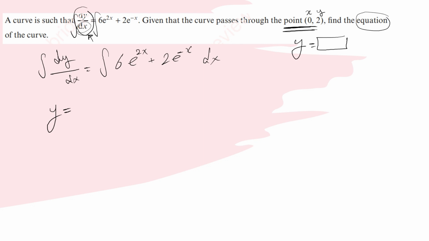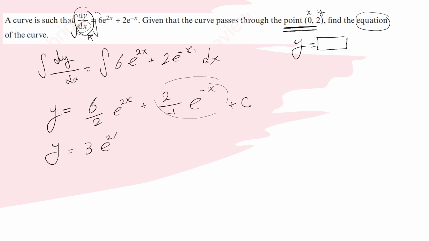Okay, here we can solve it: 6 over 2 e power 2x, plus 2 over negative 1, which means this will be negative 1. I will write it until now. Plus c, until now, because it's unlimited. So this one: y equal 3 e power 2x minus 2 e power negative x plus c.